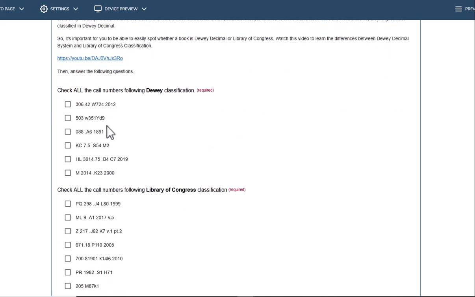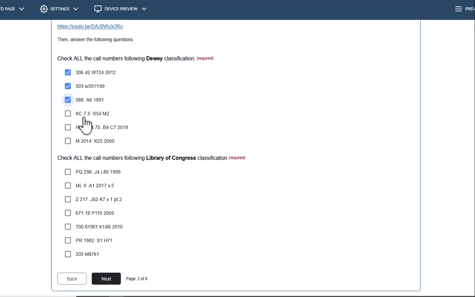In this first question, I'm looking for books that have Dewey classification. Seeing this 3-digit number here at the top is a good sign that this is Dewey classification, because Dewey books start with a 3-digit number as their subject. Here's another one, 3-digit number, that's Dewey. And here again, it starts with a 0, but that is a 3-digit number, and that is Dewey.